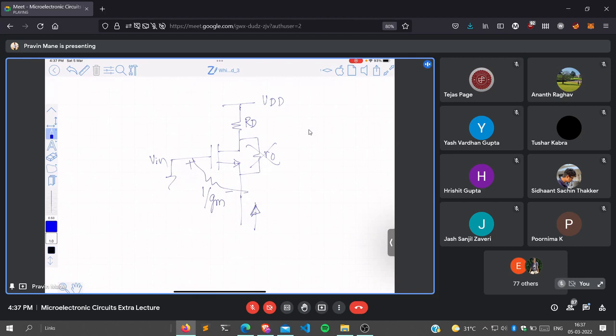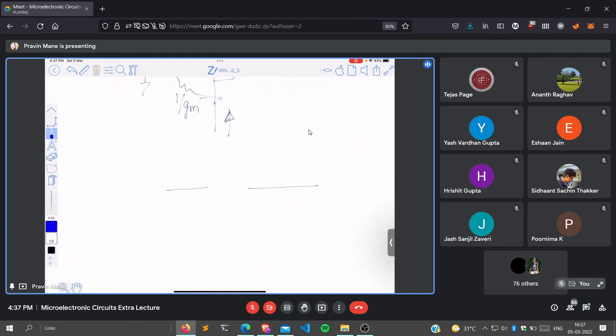Will RD come into the picture? No. It is not visible to me, right? If RO is not present, RD is not visible to me. You should understand this through the small signal model. What I have done is I connected the gate to ground. This is plus minus VGS. This is gm VGS. RO is absent and there is an RD between this point and ground.